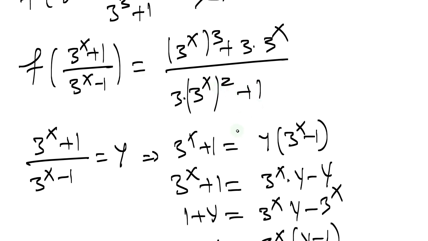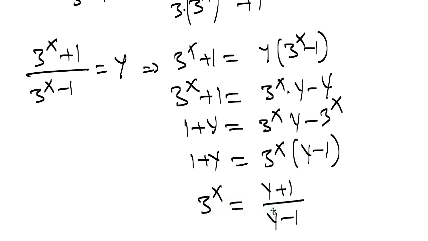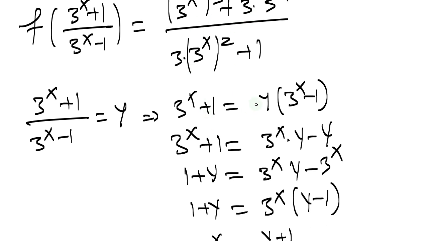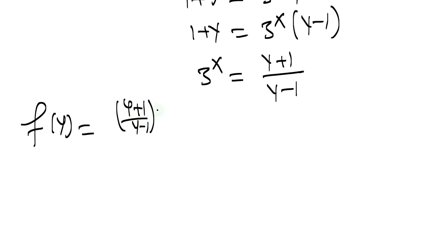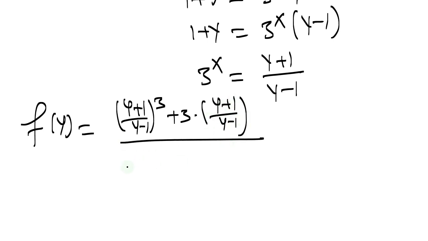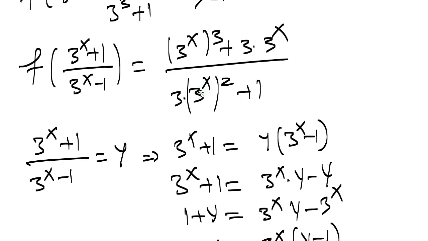So now we're going to substitute this value of 3 to the x in this expression, right? So then we're gonna have f of y equal to y plus 1 over y minus 1 to the power of 3 plus 3 times y plus 1 over y minus 1, and then this divided by 3 times y plus 1 over y minus 1 squared, plus 1. So this is replacing the values of 3 to the x here.